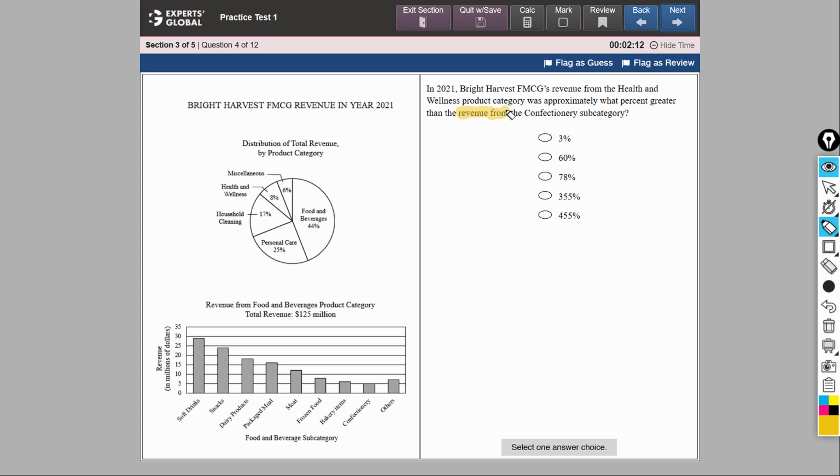The revenue from the confectionery subcategory is clearly $5 million. Let's find the revenue from the health and wellness product category, which is 8% of the company's total revenue. We know that 44% is equal to $125 million. Therefore, 8% would be so many million dollars. This is approximately $22.7 million.